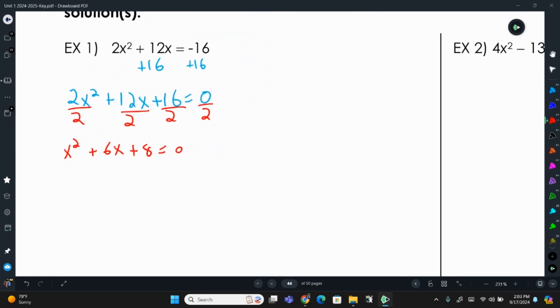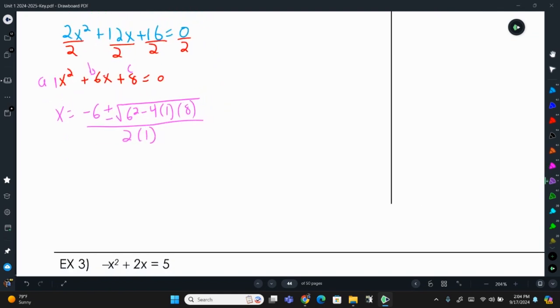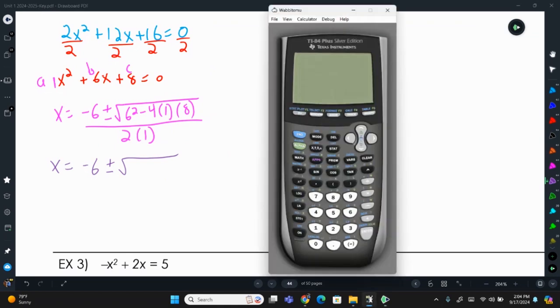So now let's use that quadratic formula. And remember, the number in front is a, so a is 1, b is 6, and c is 8. So x equals negative b plus or minus the square root of b squared minus 4 times a times c all over 2 times a, which is 1. Okay, so then this is equal to negative 6 plus or minus. We're going to get that value of the discriminant.